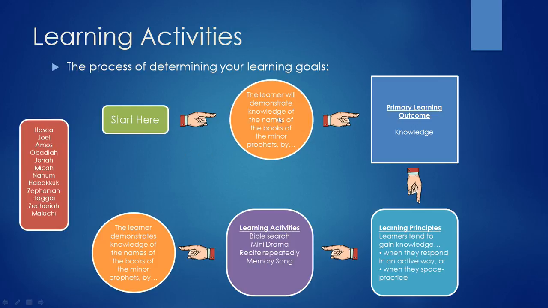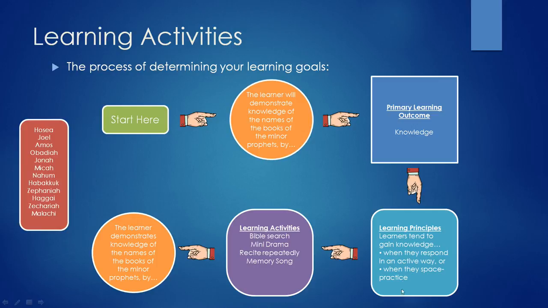But whatever your goal is, it needs to be reflected by that indicator. Okay, so now we know that it's knowledge, and so we go to the learning principles that we know help promote knowledge and gaining knowledge. Learners tend to gain knowledge, and there were two of them on that list that we just saw: when they respond in an active way, or when they space practice. We talked about both of those. Let's just take those as examples of a couple of principles that we can use.